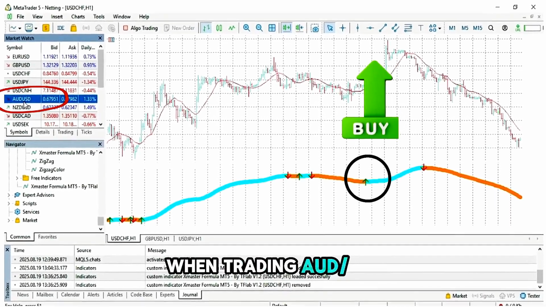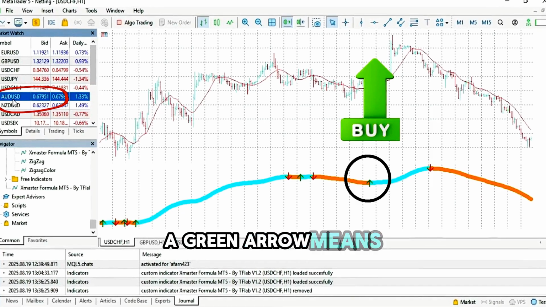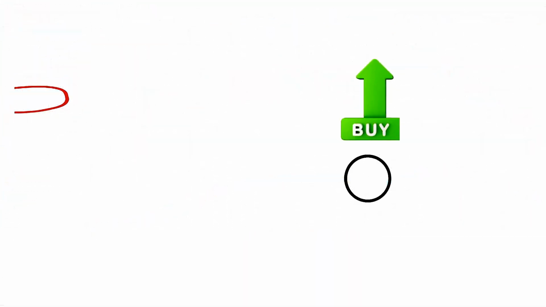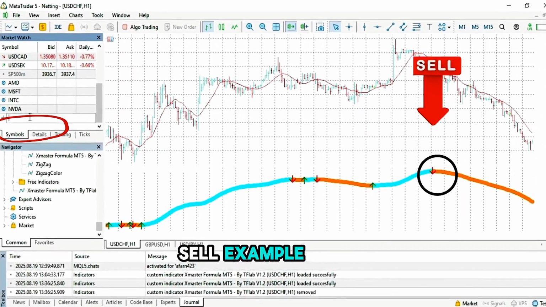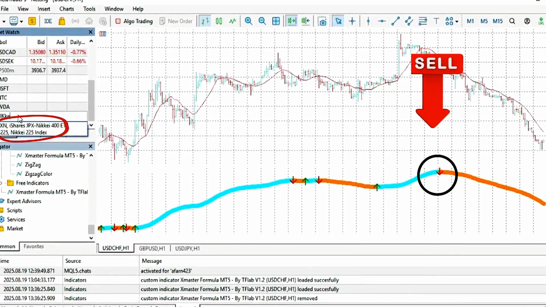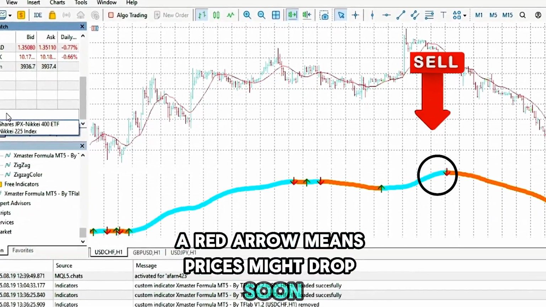For example, when trading Australian dollar to US dollar, a green arrow means prices might go up soon. Sell example. When trading Nikkei 225, a red arrow means prices might drop soon.